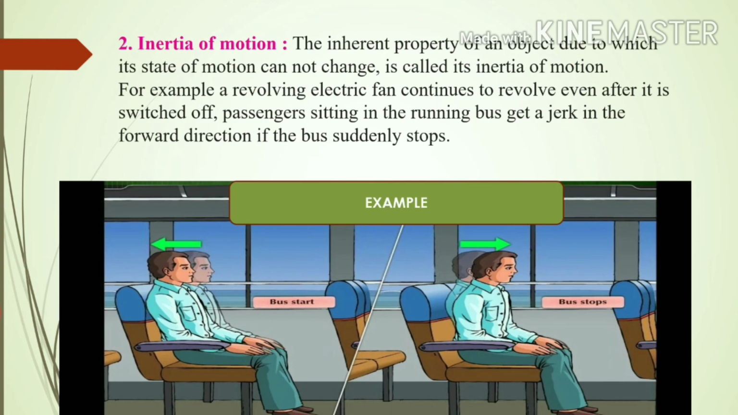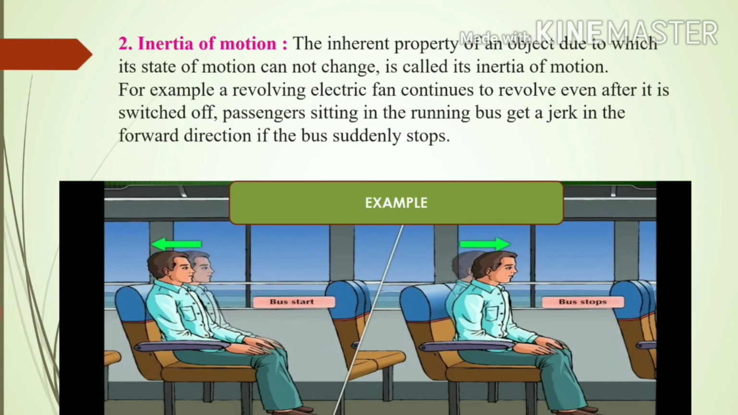Second type of inertia, inertia of motion. The inherent property of an object due to which its state of motion cannot change is called inertia of motion. For example, a revolving electric fan continues to revolve even after it is switched off. Children, you know that when you switch off the button, immediately the fan is not going to stop. It will move for some time and then slowly it will stop.